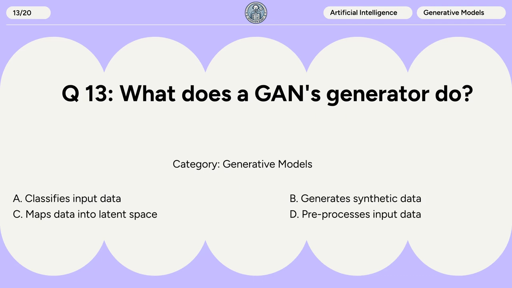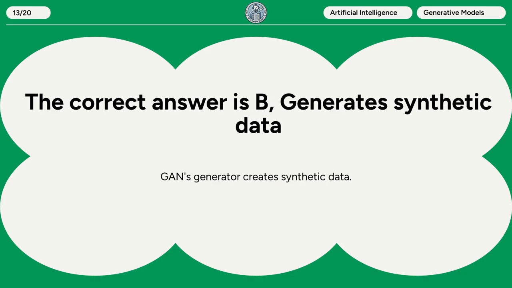Question 13. What does a GAN's generator do? A. Classifies input data. B. Generates synthetic data. C. Maps data into latent space. D. Pre-processes input data. The correct answer is B. Generates synthetic data. A GAN's generator creates synthetic data.